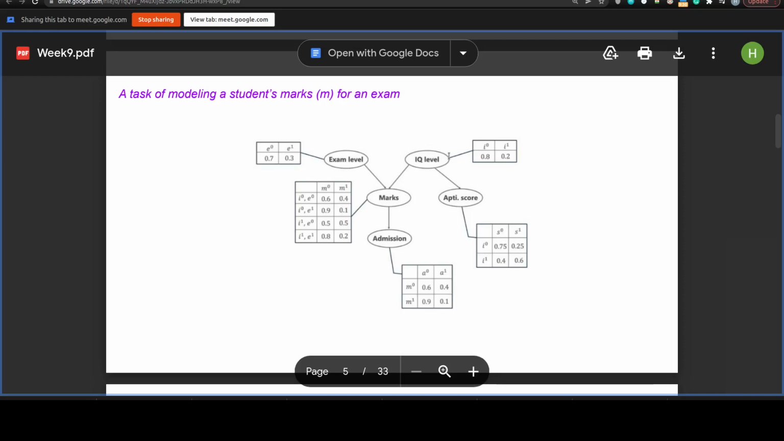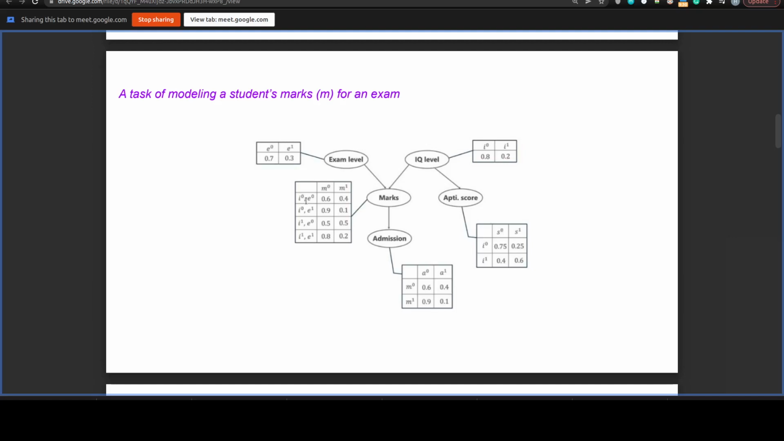Based on these different combinations, there can be 4 combinations in the marks: I0 E0, I0 E1, I1 E0, and I1 E1. Then there is the aptitude score, which is a function of the IQ level, and then there is admission. So these are all the probabilities which are given.